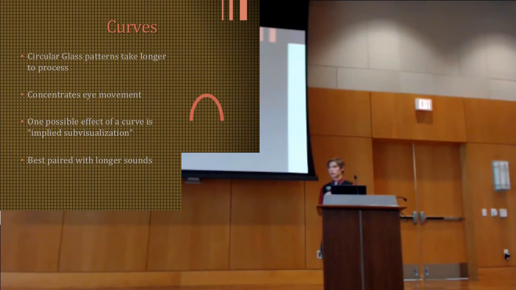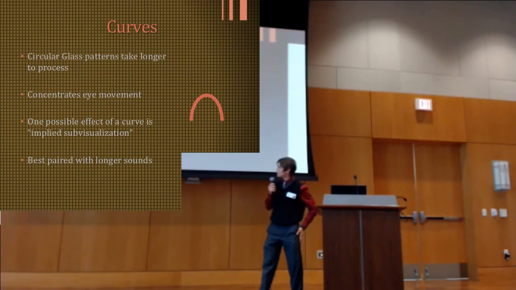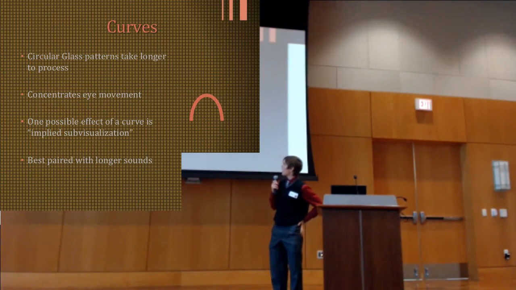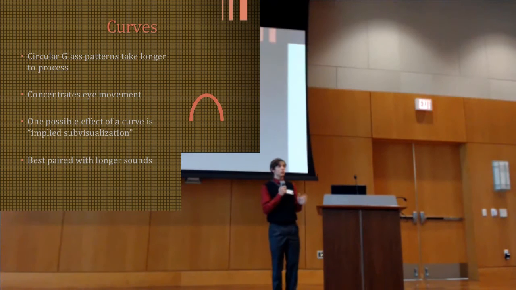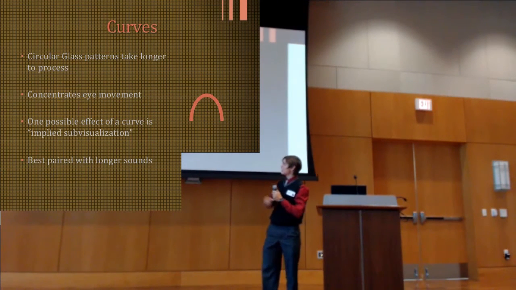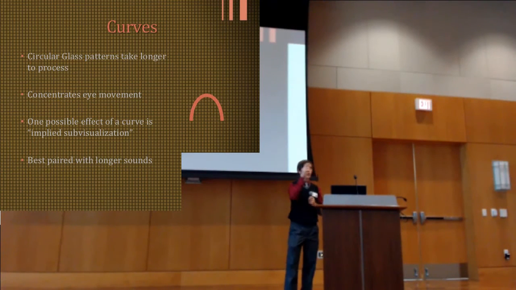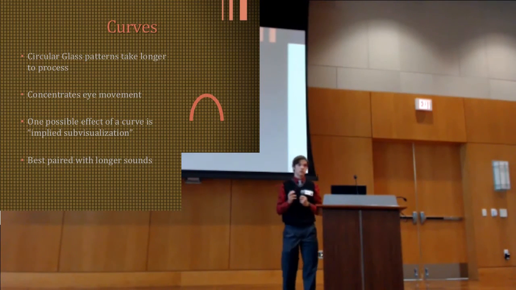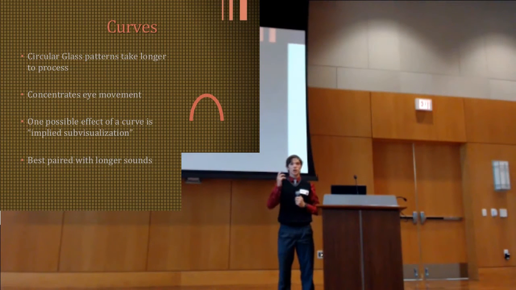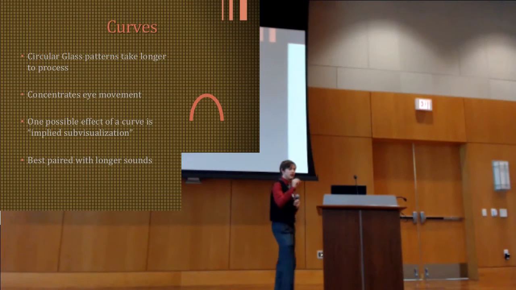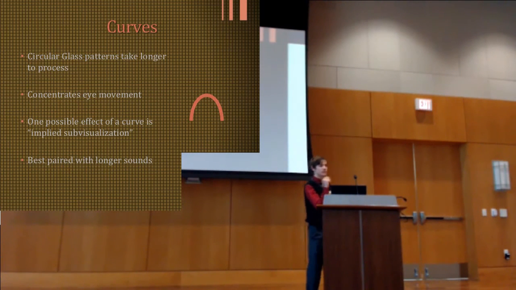Now curves are the opposite of lines in this circumstance. That's essentially the neuronal process that we're using to process these shapes, and it says that circular shapes take longer to process. Because of that, it concentrates our eye movements on those shapes. If you have curves in your letters, your eyes are going to spend a slightly higher percentage of their time looking at the curves. It's going to create an emphasis effect on those letters.